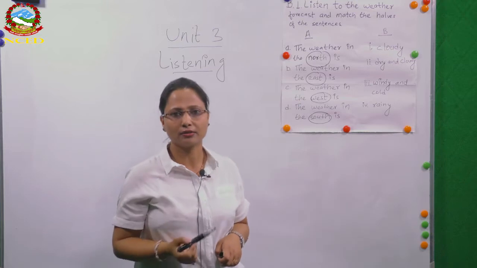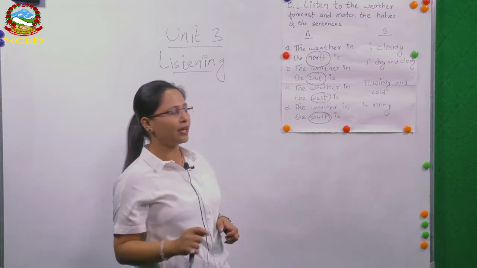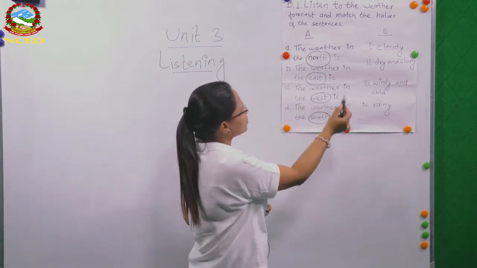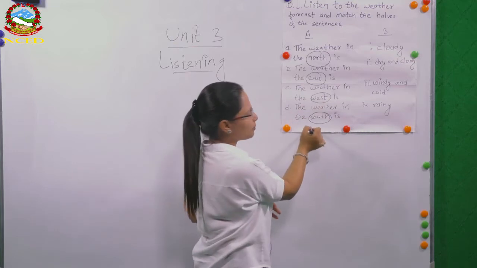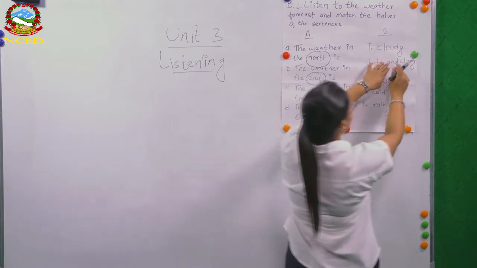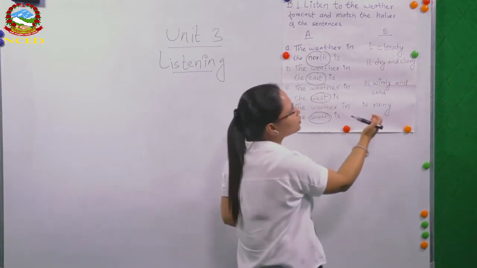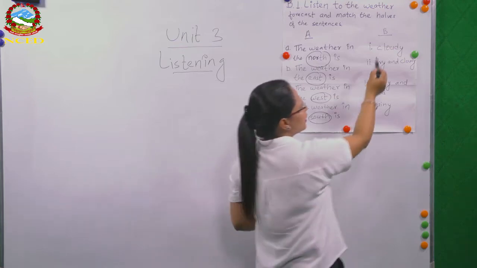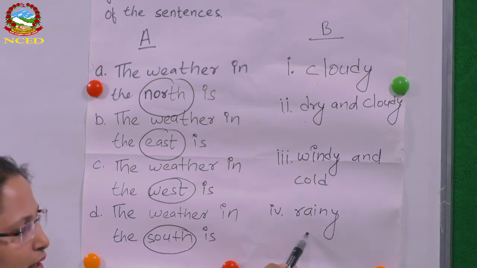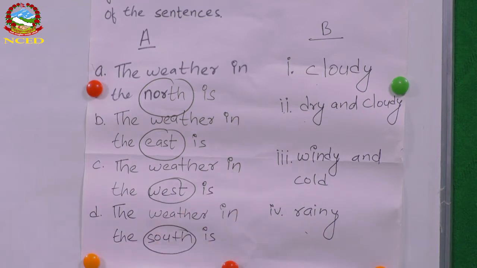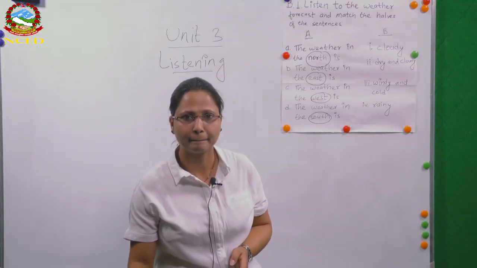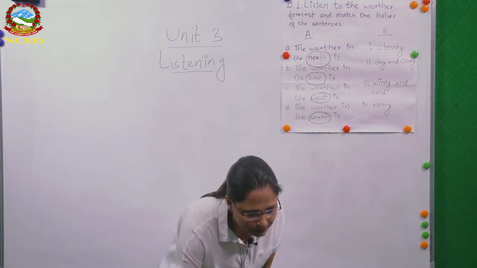So what does this mean? While listening to the sound file, what we have to be careful about is the weather conditions of different parts of the country, north, east, west and south. And look at the column B. There are a few words describing weather, right? Like cloudy, dry and cloudy, windy and cold, rainy. These are similar to the ones we have just practiced. Okay, so are you ready now to listen to the audio? Okay, let me play it.